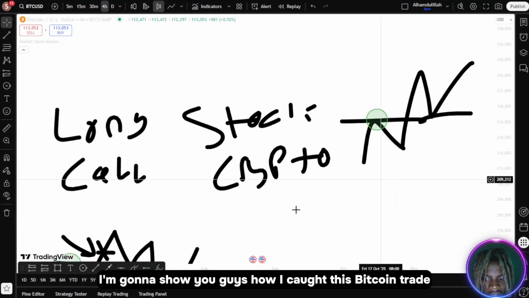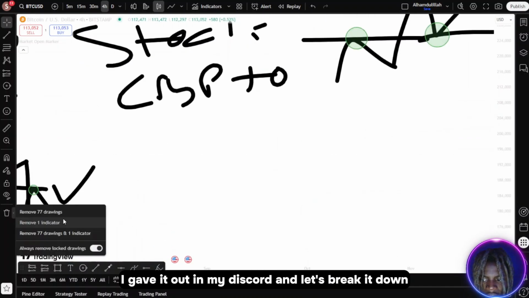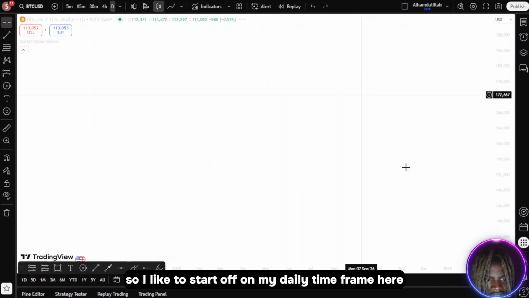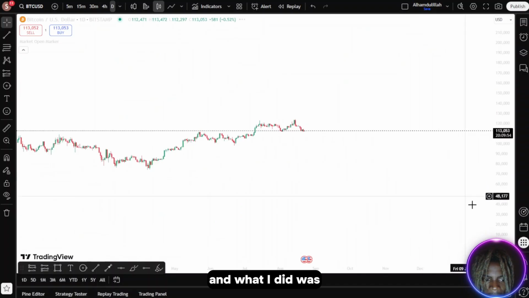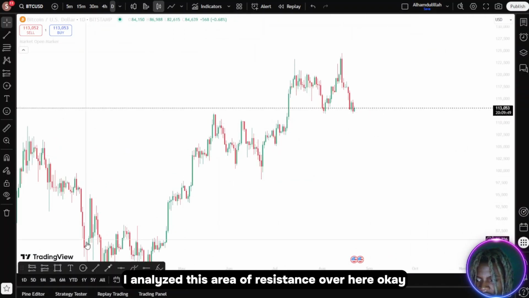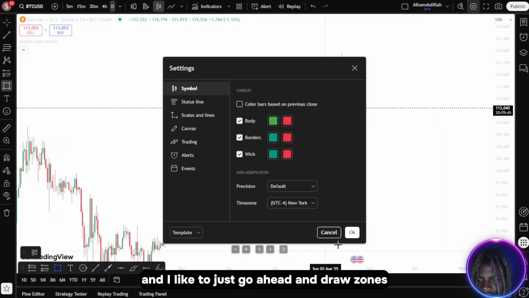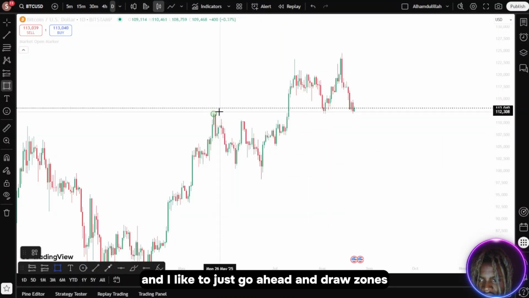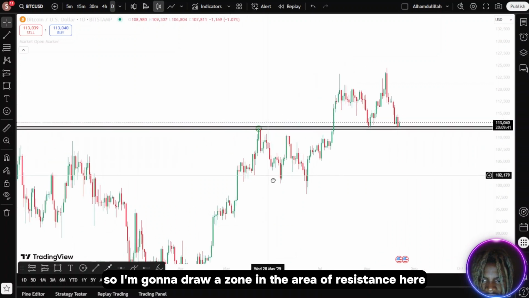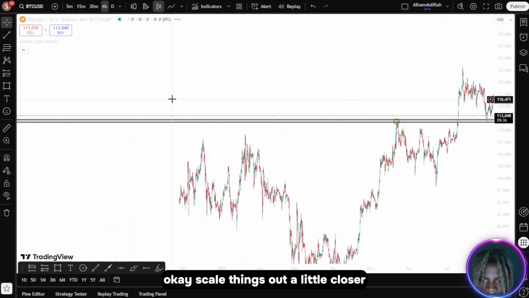I'm going to show you guys how I caught this Bitcoin trade. I gave it out in my Discord, and let's break it down. I like to start off with my daily time frame here. What I did was I analyzed this area of resistance over here. This area of resistance occurred, and I like to just go ahead and draw zones. So I'm going to draw a zone on the area of resistance here, and then I'm going to go to my 4-hour and scale things out a little closer.